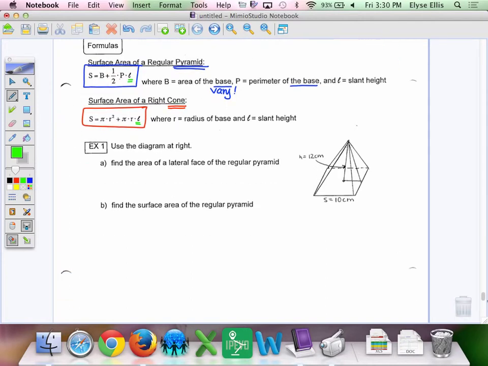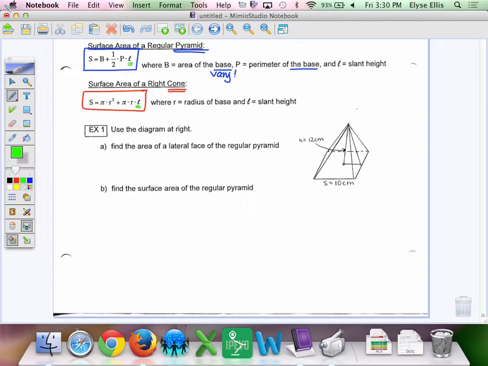All right, now let's get familiar with the formulas themselves and try a couple of these out. On the right, we definitely have a picture of a pyramid. They would like us to find the area of a lateral face. A lateral face, well, your sides are really what that's referring to. And in this case, your sides are triangles. So we're going to find the area of a triangle. Area of a triangle is 1/2 base times height.